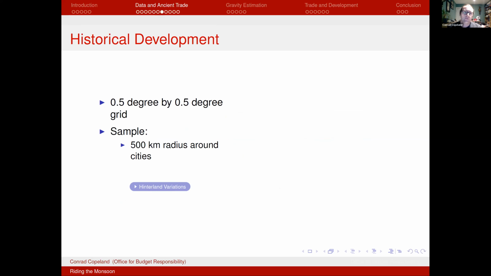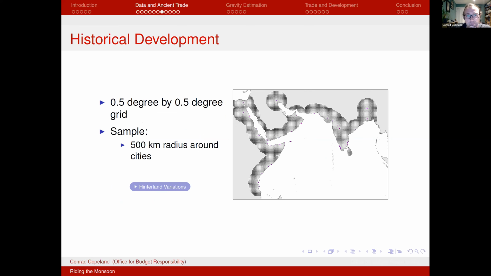And so the development bit, I'll speed through this in the interest of time, because it is just a 0.5 by 0.5 degree grid based on a 500-kilometer radius around the cities, which is a standard now in ancient economic geography.